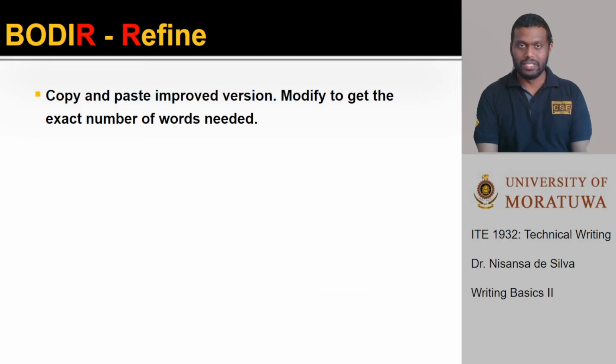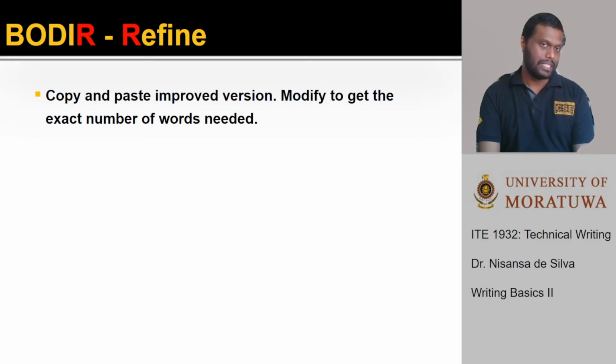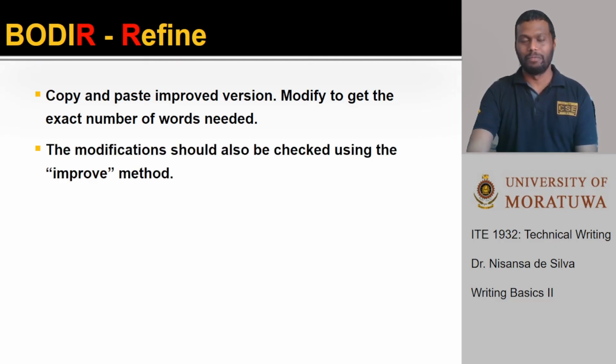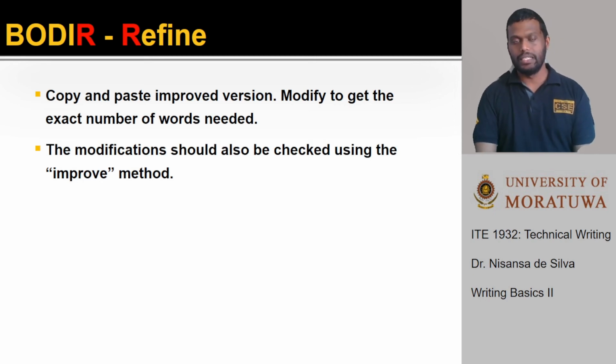Copy paste the improved version. Modify to get the exact numbers. If you were unable in the previous one, as we mentioned earlier, there is an overlap in refine and improve. Now, modifications should be checked using the improve method.